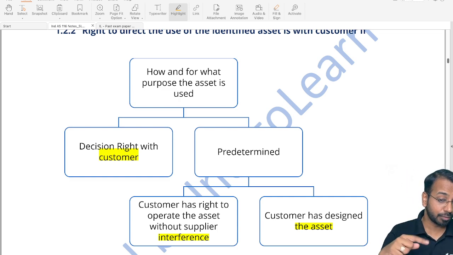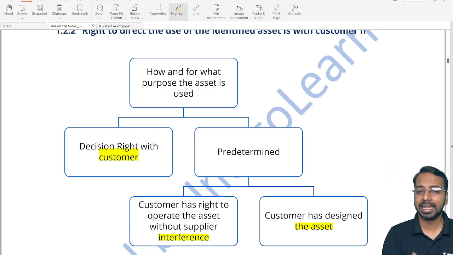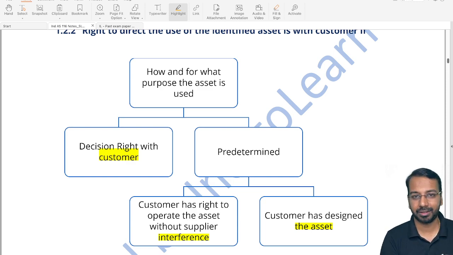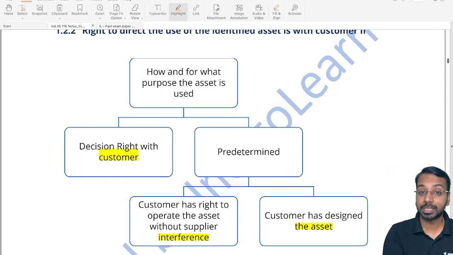Now, sir, how do we know when the supplier has the right to direct? If the supplier can interfere when you are using the asset, or if the supplier says on a day-to-day basis, this is how you should be using the asset, then the right is not with the customer and it will not be a part of the lease.